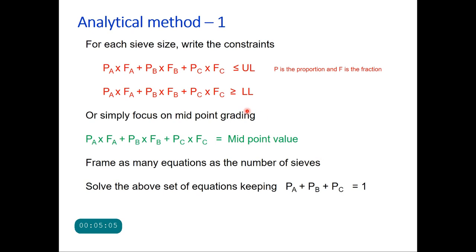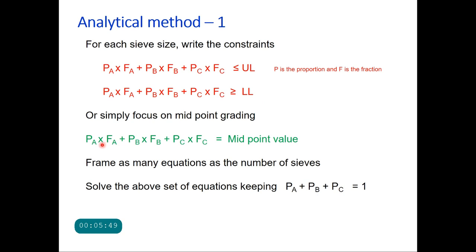The second method is the analytical method. Here, what we do is write the equations. Let us assume that PA, PB, and PC are the proportions of aggregates A, B, and C, and FA, FB, and FC are the fractions of A, B, C on a particular sieve size. So the constraint is that this must be less than or equal to the upper limit of the range, and at the same time it should be more than or equal to the lower limit. Or you can simply take the midpoint value.